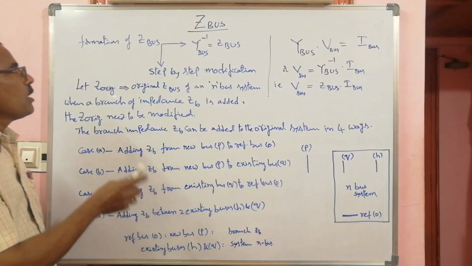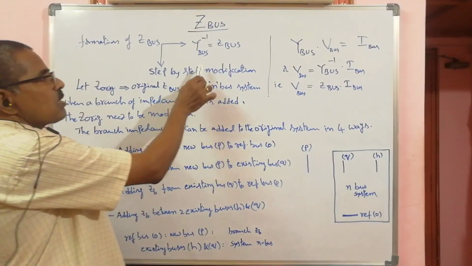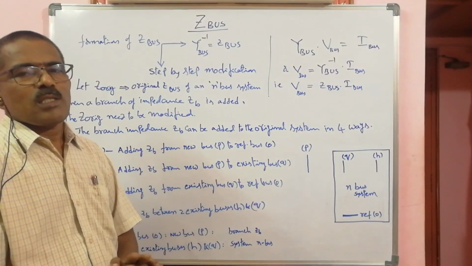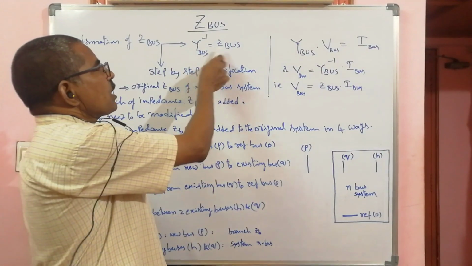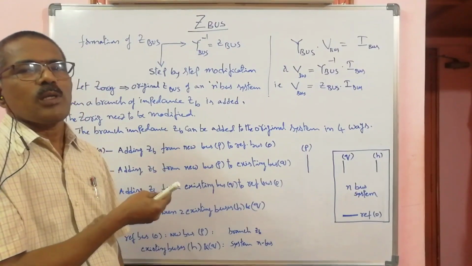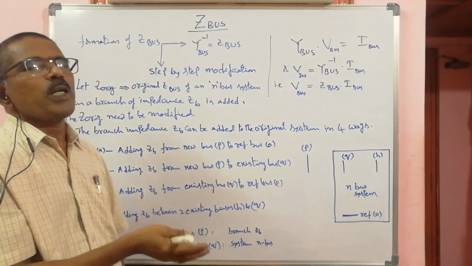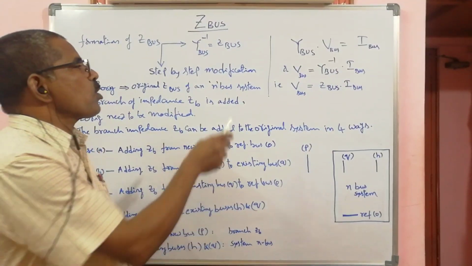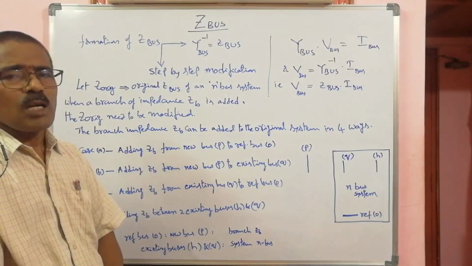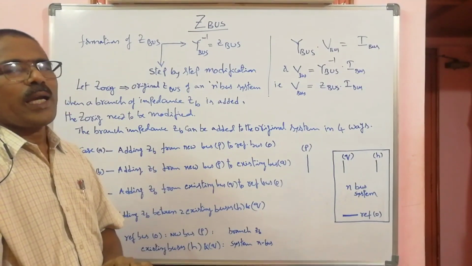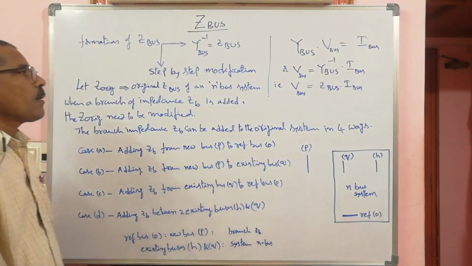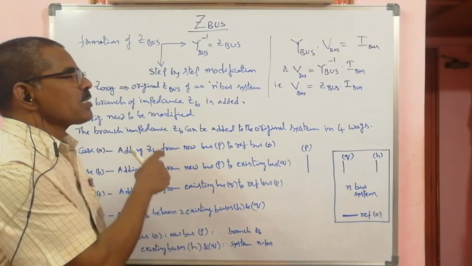Right. For this Z bus formation, one way is to construct Y bus, because Y bus construction is easy, and take its inverse. So Y bus inverse yields Z bus. That is one way of doing it. But all the time it may not be possible. Up to small sizes like 2 by 2, 3 by 3, 4 by 4, it is possible to take the inverse of Y bus, whereas if the matrix dimensions are more, taking the inverse is again a troublesome feature. So it is useful for smaller sized problems or smaller sized systems.